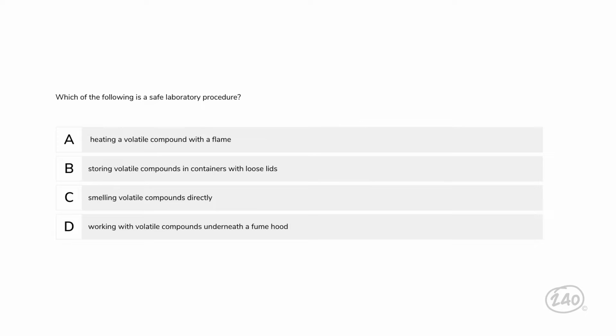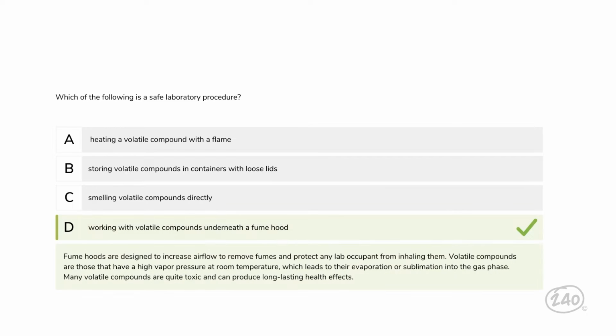Which of the following is a safe laboratory procedure? Many volatile compounds are quite toxic and can produce long-lasting health effects. Fume hoods are designed to increase airflow to remove fumes and protect any lab occupant from inhaling them. So this is the best answer. Remember to model safe habits in the lab, and that's all I have to say about that.